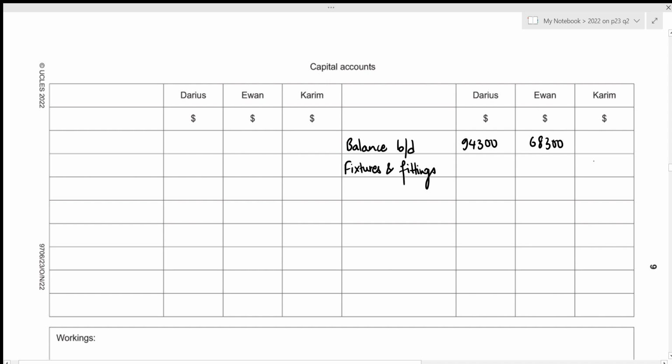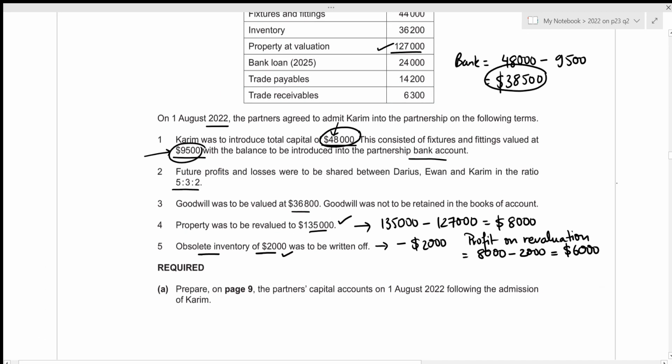That is 9,500 for Karim. And again, he introduced an amount into the partnership bank account, which was 38,500. Okay. And the next thing that we need to record will be goodwill. We are told that the goodwill was to be valued at 36,800.